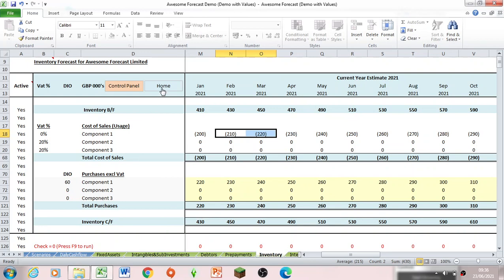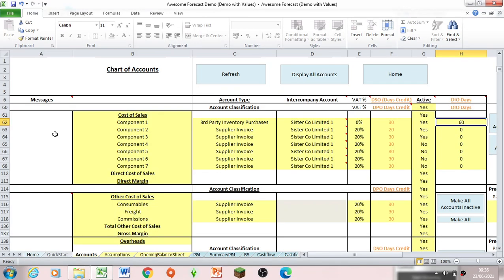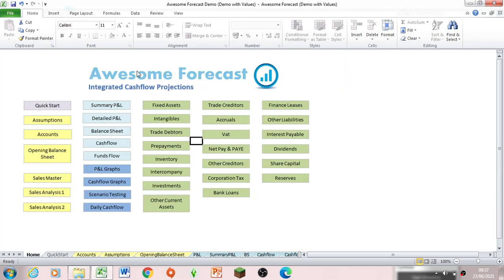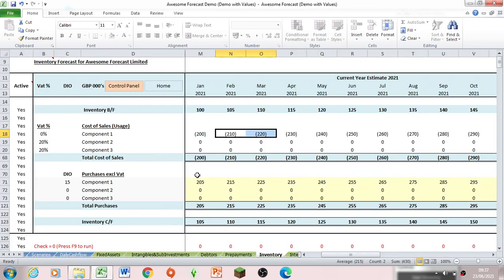Now you don't have to use round months worth when you put in the DIO, days in inventory days. You can use part of a month, so let's say we only hold 15 days worth of stock, and therefore our opening stock for the year would only be 15 days worth. And then going back to inventory, now we can see that we brought forward 100 in stock, which is half of the current month's usage.